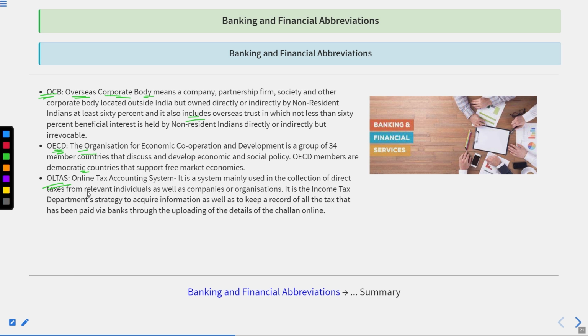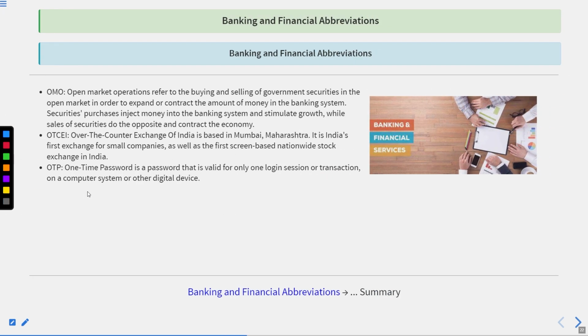OLTAS, the Online Tax Accounting System. It is a system mainly used in the collection of direct taxes from individuals as well as companies and organizations. The Income Tax Department's strategy is to acquire the information as well as to keep a record of all the tax that has been paid via banks through the upholding of the details of the online challan.